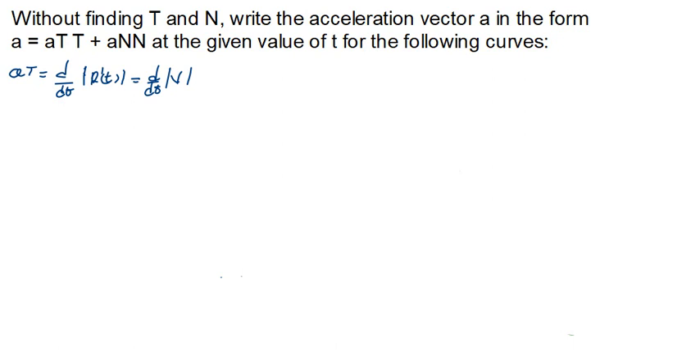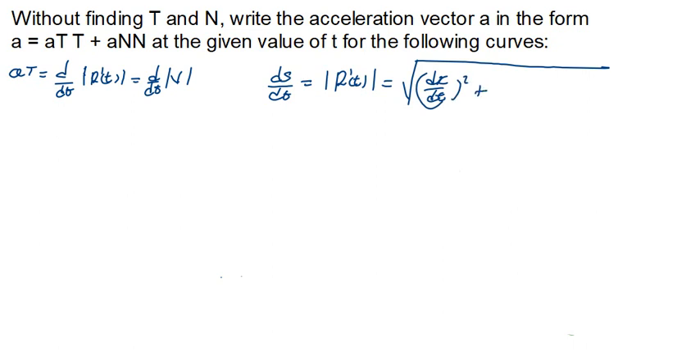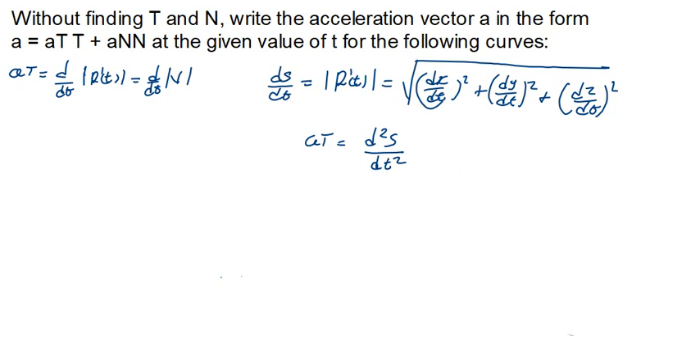Before I go to my AN, which is my normal magnitude, you can also determine your AT in a different way, so let's remind ourselves of the speed. If it's in the form ds/dt, that will be equal to the magnitude of r prime of t, which is equivalent to the square root of (dx/dt) squared plus (dy/dt) squared plus (dz/dt) squared. So it's one and the same thing. To determine what our AT is, AT will be equal to d2s/dt2. I'm going to use this method, but you can try to apply the other one just to confirm, at your own free time.